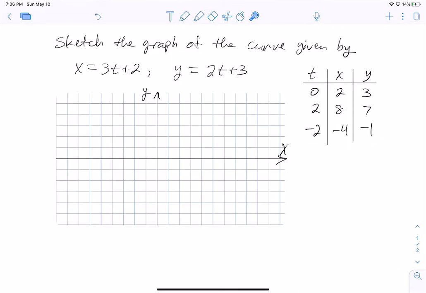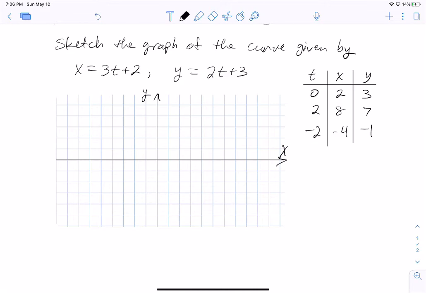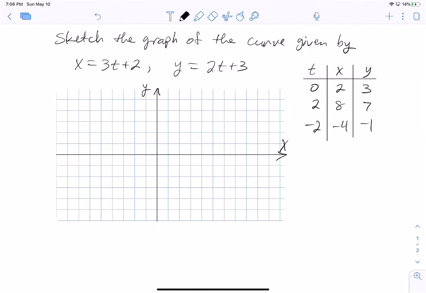When we sketch this, we're going to sketch it on the xy plane. The parameter t doesn't show up directly in our graph. Now when t equals 0 was mapped to x equals 2 and y equals 3, that actually gave us an ordered pair. And so we can plot the point 2, 3. And then when t was 2, x was 8, y was 7, again, another ordered pair. I had to adjust where my x-axis was for that one. And then our equations mapped -2 to the point -4, -1.